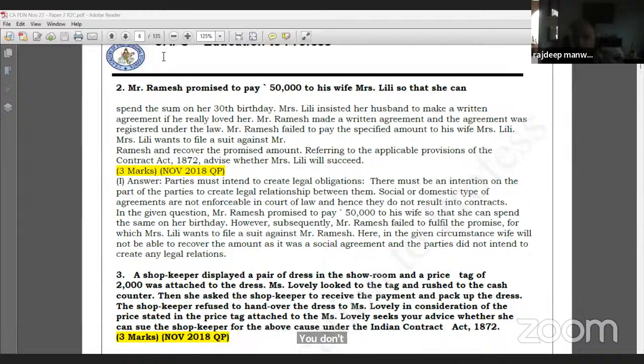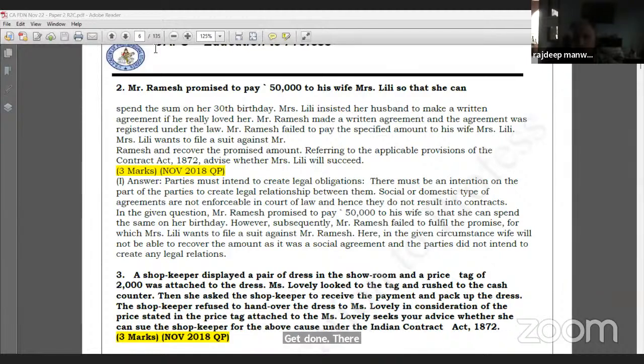Okay, this is the next case. And remember, again, always follow the facts, provisions, analysis, conclusion. Go ahead. A shopkeeper displayed a pair of dresses in the showroom, and a price tag of 2,000 was attached to the dress. Miss Lovely looked at the tag and rushed to the cash counter. Then she asked the shopkeeper to receive the payment and pack up the dress. The shopkeeper refused to hand over the dress to Miss Lovely at the price stated in the price tag. Miss Lovely seeks your advice whether she can sue the shopkeeper in the above case under the Indian Contract Act 1872. Remember, I told you there's a difference between an offer and an invitation to offer.